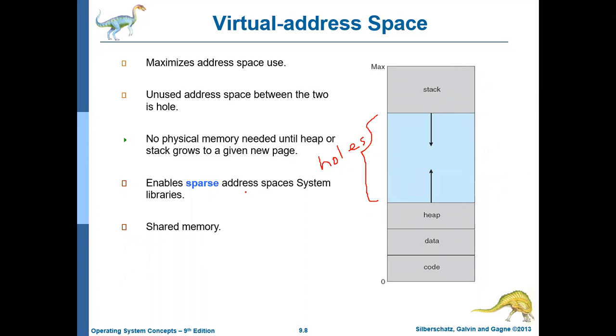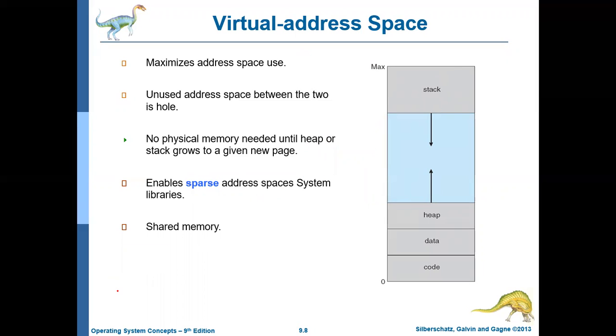So the virtual address space with holes is called sparse address space. If a virtual address space contains holes, then that is called a sparse address space. Virtual address space with holes is called sparse address space.